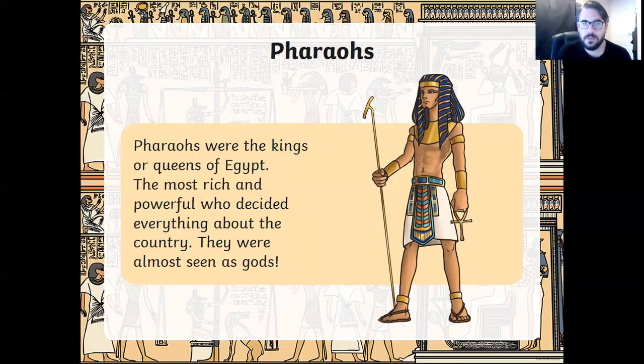The pharaohs are the kings of Egypt, the kings and the queens of Egypt. I have put these first, and they are at the top of our pyramid. They are the key decision makers, and they are the only ones that I've deliberately left in the correct place. As we roll through these, the others might not be in descending order going down. So you're going to need to think, because I'm interested in your opinion, what you think, and how you can justify where people are. Pharaohs were the kings or queens of Egypt, the most rich and powerful, who decided everything about the country. They were almost seen as gods.